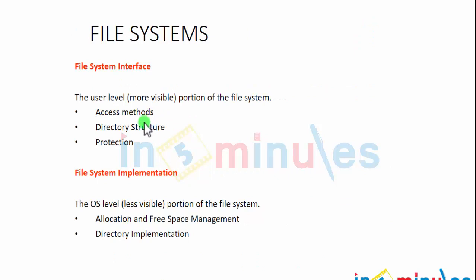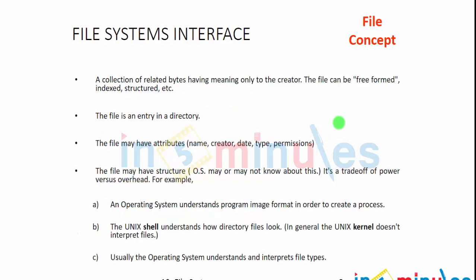When it comes to the OS level, we need to understand two things: the allocation, how files are allocated space over the disk, and the directory implemented for handling reading and writing of the file. So let's go one at a time.